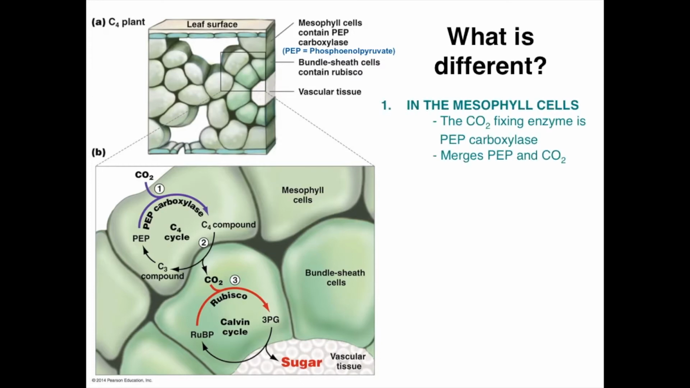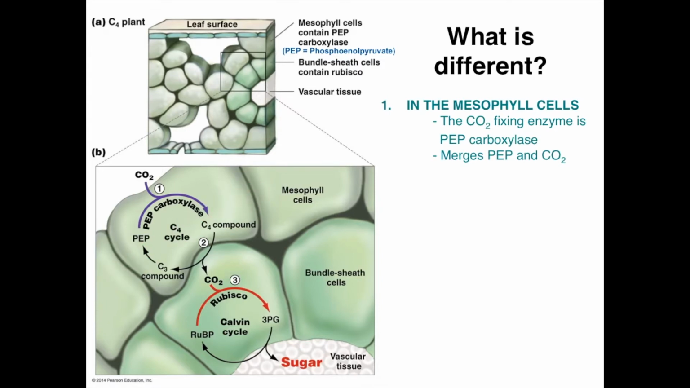And the first main product of fixing this CO2 is a C4 compound here. So that is where these plants get their name from. The first product is a C4 compound, therefore they are the C4 plants. And all of this right here, with the PEP and the PEP carboxylase and the CO2 and the C4 compound, is only happening in the mesophyll cells.